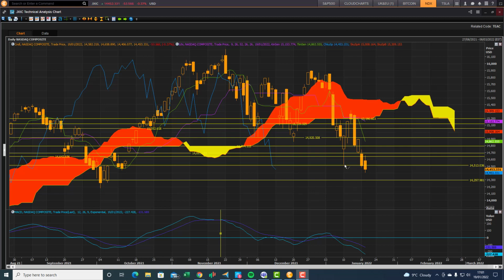Price action is still below the cloud. That confirms the bearish outlook for any bull market to resume in the Nasdaq Composite. We need to be back above the bottom end of the cloud here. So the outlook remains bearish for now.